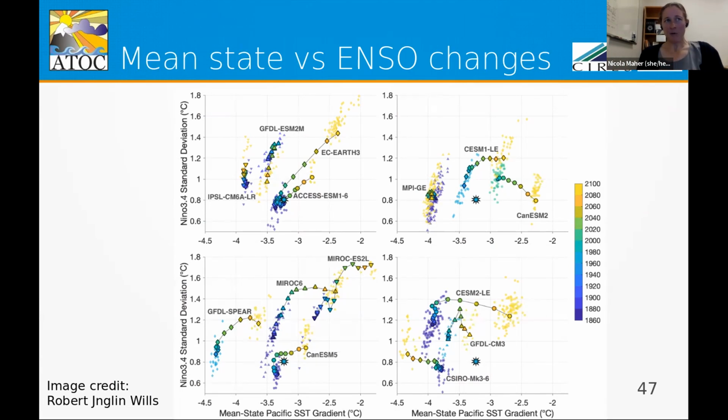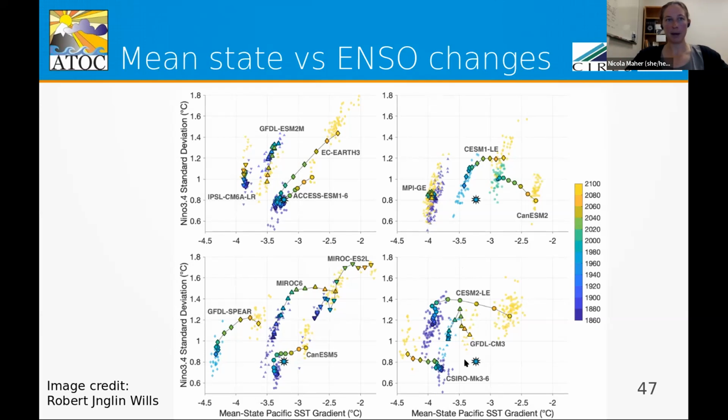And for the first point of the time series and the last point of the time series, you can see these little colored dots that just give you an estimate of the ensemble spread. Here on the y-axis, we have the change in ENSO variance, or the ENSO variance itself, sorry. And on the x-axis, we have the mean state gradient. And we're going to look at the evolution over time.